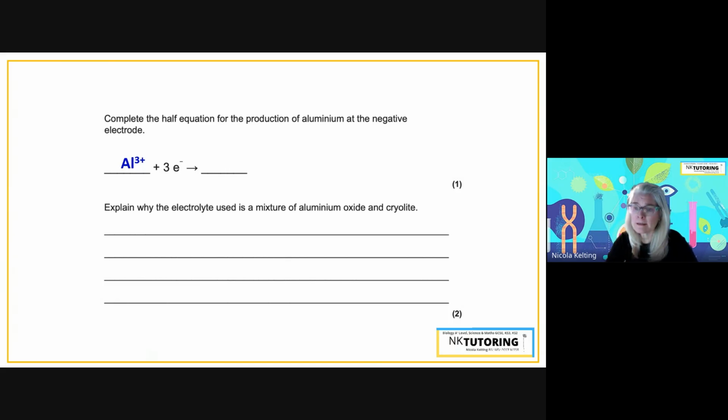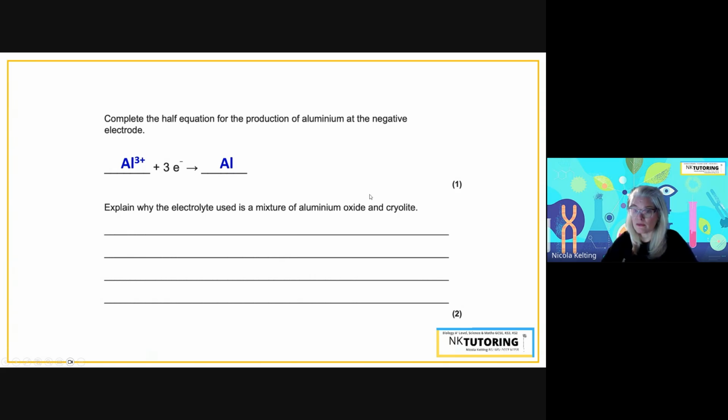Those two combined, and therefore you get atomic aluminium. There we go, just Al. Now these are a bit trickier, 2, 3, sometimes 4 mark questions when you need to explain why the electrolyte used in this instance is a mixture of aluminium oxide and cryolite. So that is what the electrolyte is made up of. It's a mixture.